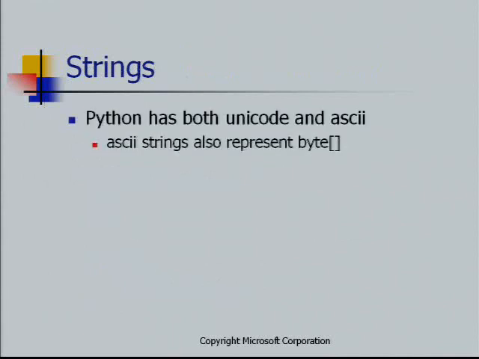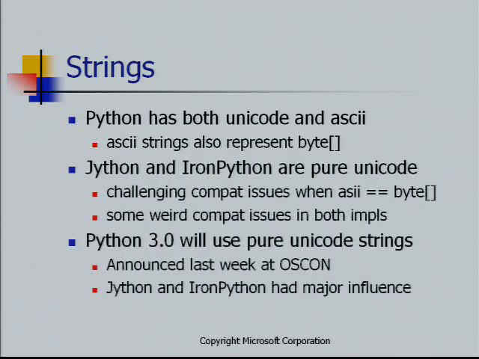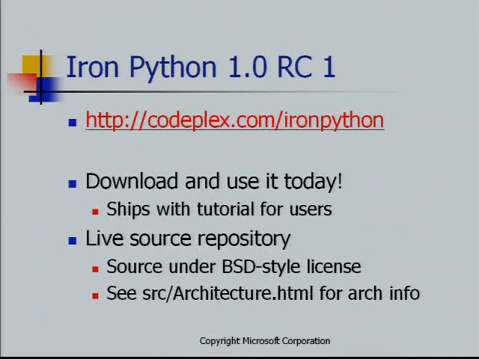I'm not going to talk about strings, except to say Python used to have both Unicode and ASCII, which is a pain for everybody who has a pure Unicode system that you want to run on top of it. Python 2.3 is going to use pure Unicode strings, which is wonderful for all of these alternative implementations, finally. Sometime before the year 3000, we've been promised Python 3.0 will ship.